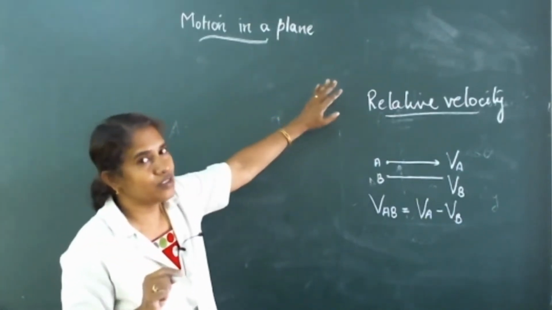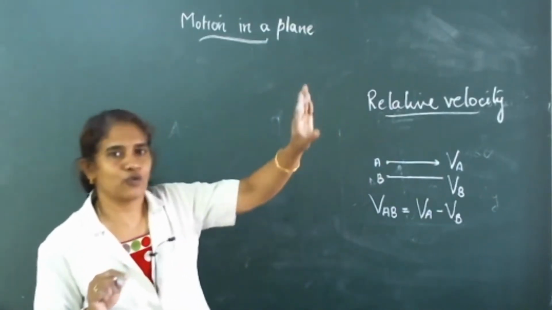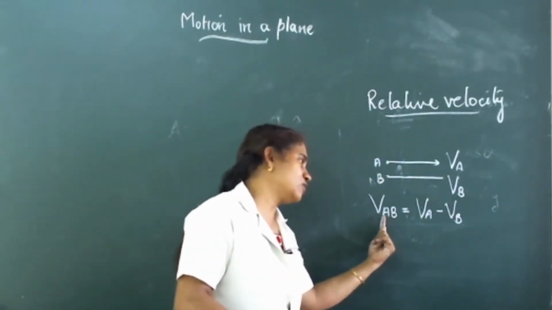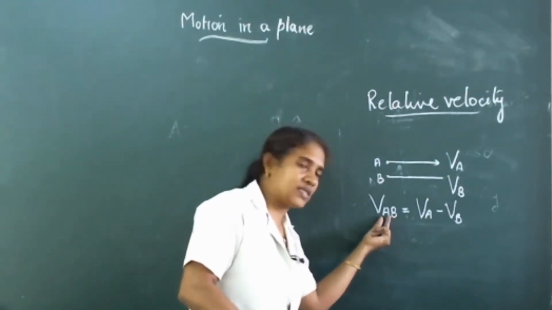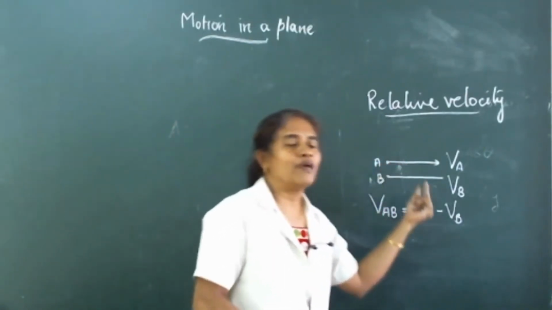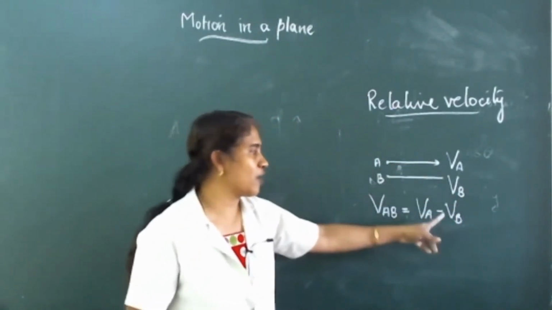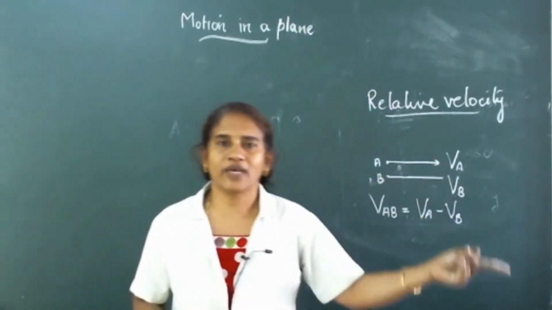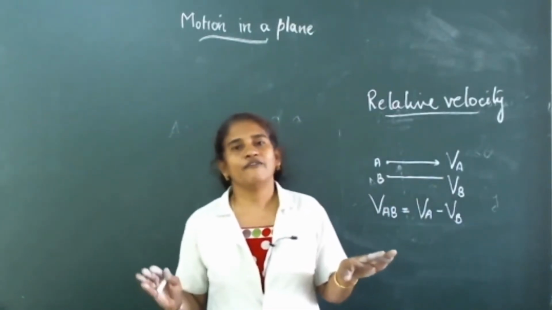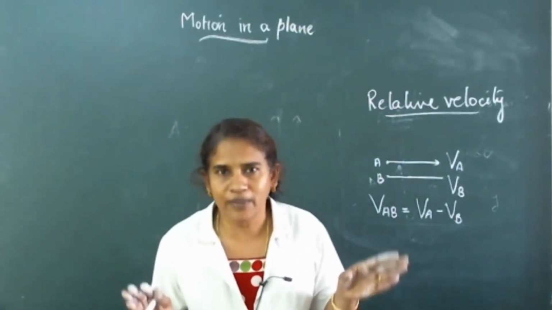So, what is relative velocity? When two bodies are in motion, the velocity of one body with respect to the other one is relative velocity. The relative velocity of A with respect to B, using the subscript, VAB, is equal to velocity of A minus velocity of B. If the direction is changing, then one becomes positive and one becomes negative, so the result will change. But the basic formula is VAB, the velocity of A with respect to B, is VA minus VB.